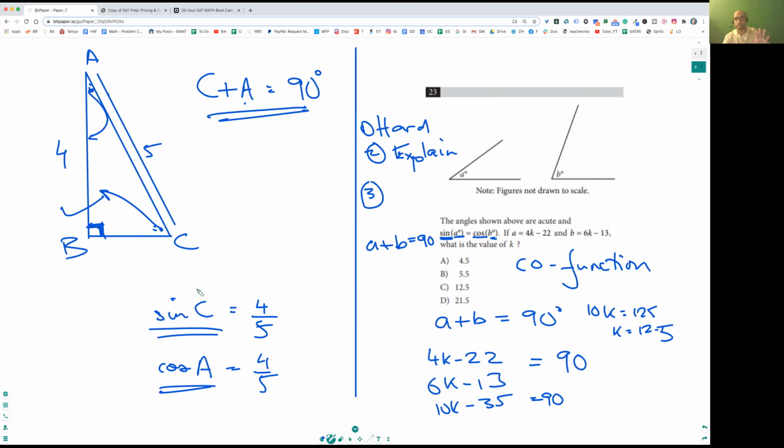So anytime somebody says that, well done, yes, exactly right. So sine C is equal to cosine of A. That means C and A are these kind of angles.